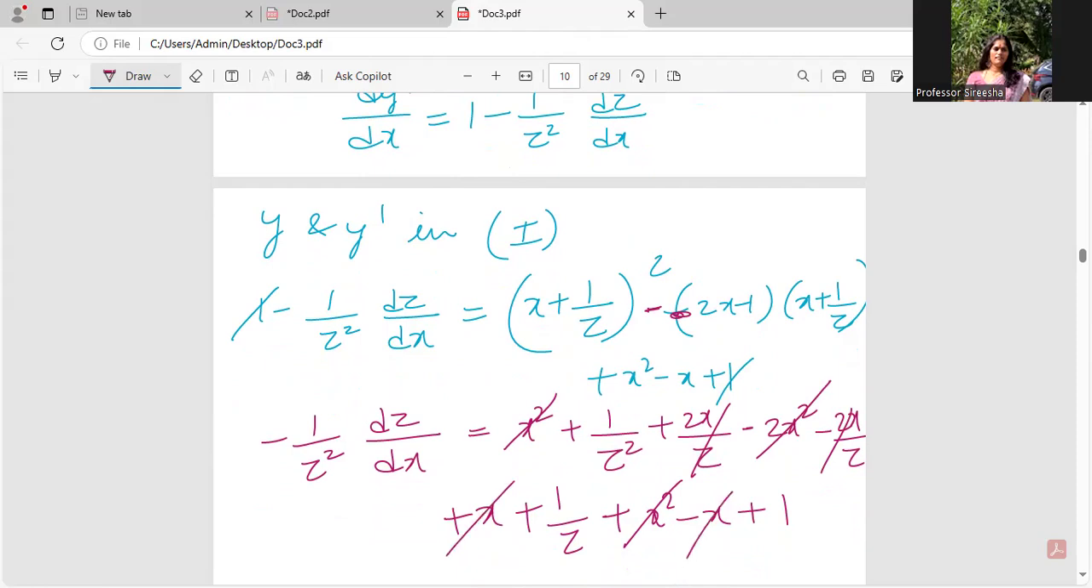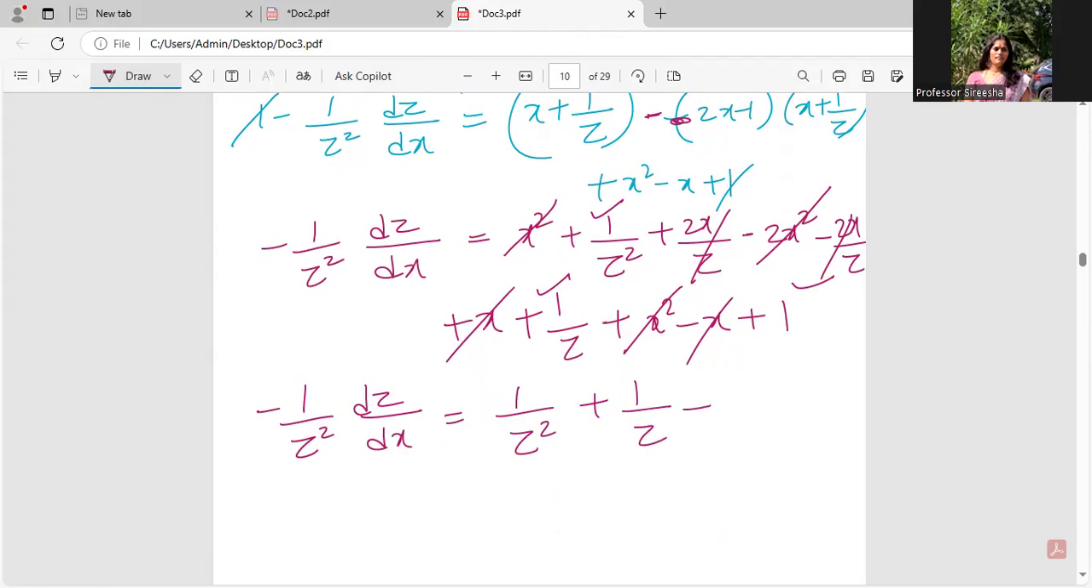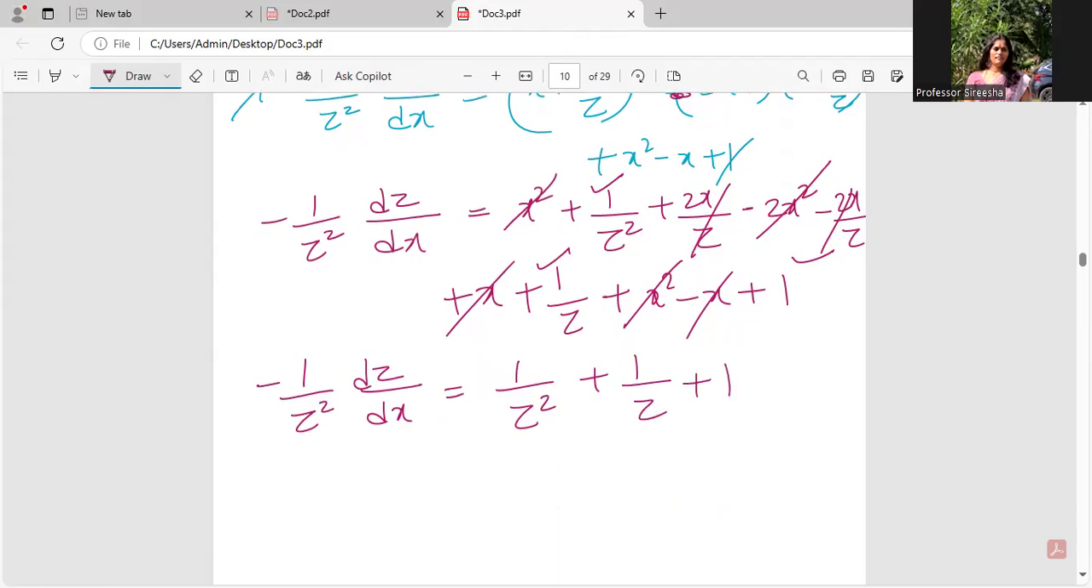Let's see what are the remaining terms. So minus 1 by z squared dz by dx is remaining. And what else I'll be having is 1 by z squared. This term is there, this term is there, and this term is there. Plus 1 by z plus 1. These are the terms that I'll be having.